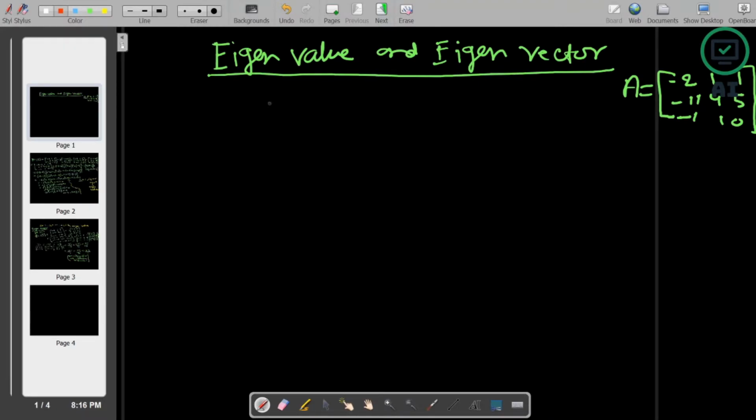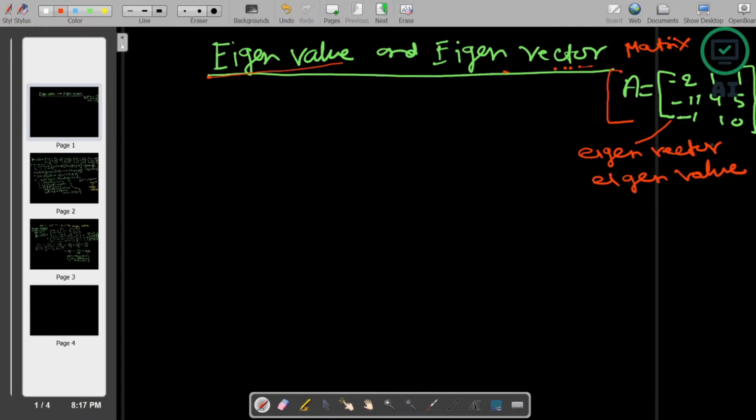In this video, I am going to explain what is eigenvalue and eigenvector of a matrix. So let's take one example. This is the matrix A, and the values are minus 2, 1, 1, minus 11, 4, 5, minus 1, 1, 0. And we have to find out the eigenvector and eigenvalue. So this is the 3 cross 3 matrix.